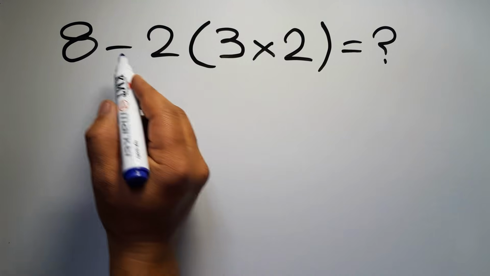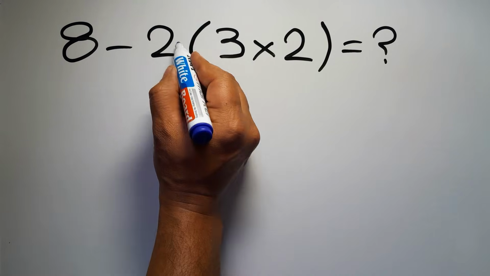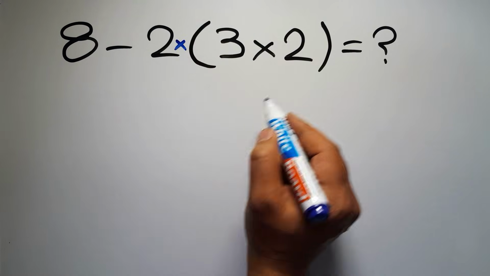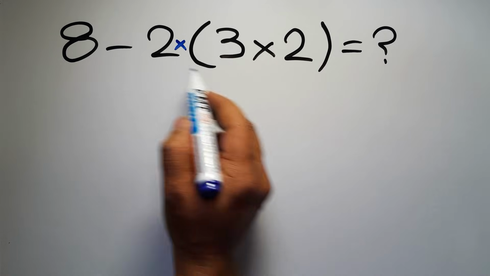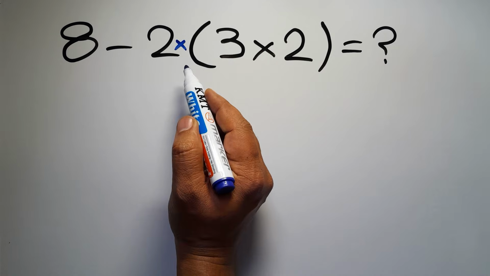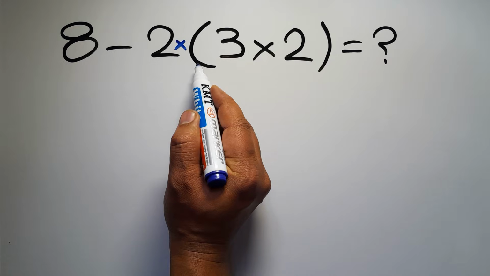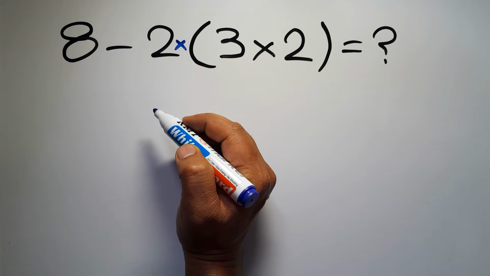In this expression, we have one subtraction, one multiplication, and one parentheses. Inside this parentheses, we have one multiplication. Here we have a multiplication because in mathematics, when a number is placed next to parentheses, it means multiplication.